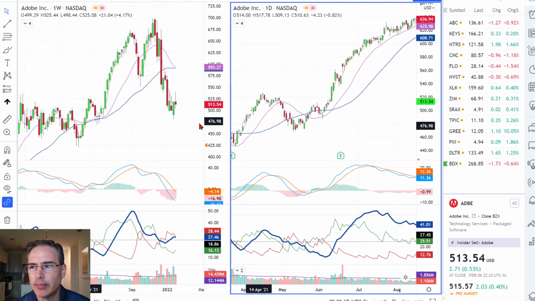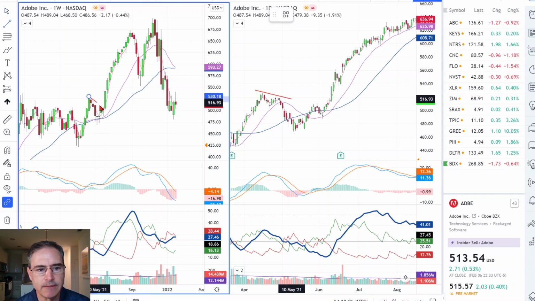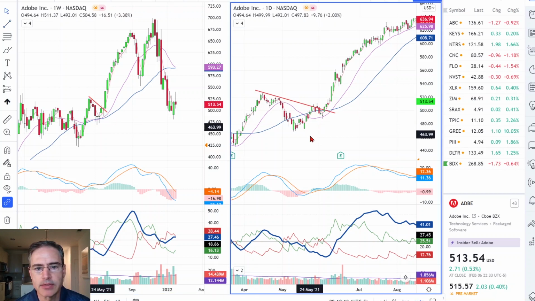I'm actually going to use Adobe, but I'm using it in several different ways. I've got a weekly on the left and a daily on the right. I'm going to look at this pullback here, and then this pullback to the downside here. When I'm looking at the smaller time frame, this pullback corresponds to this one here. In fact, I'm going to just draw this in so you can see. Okay, so I've got a stock that is pulling back to its moving averages.